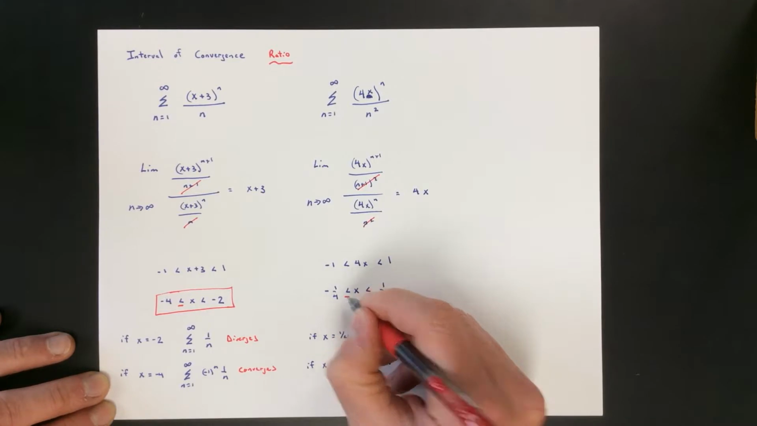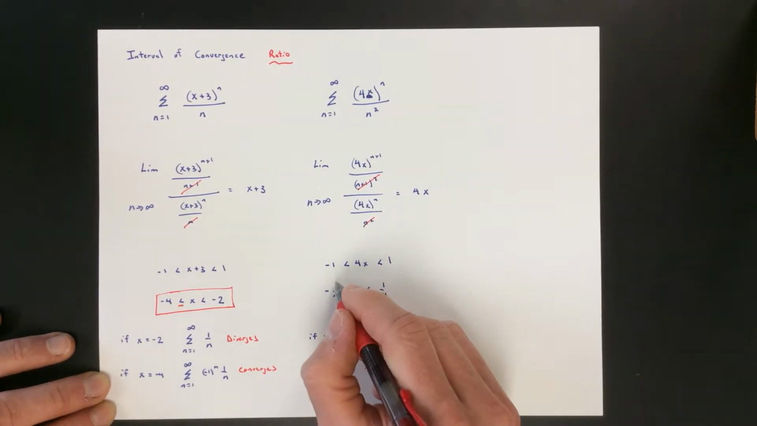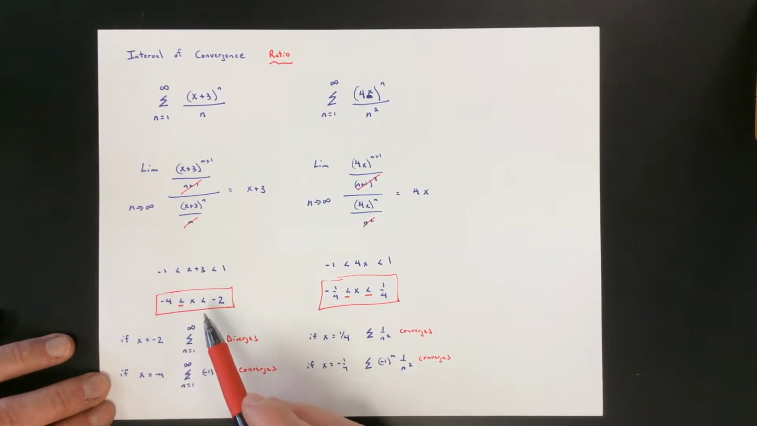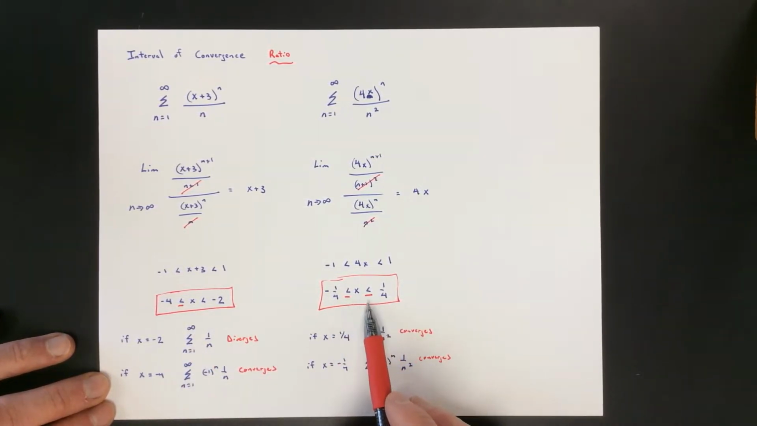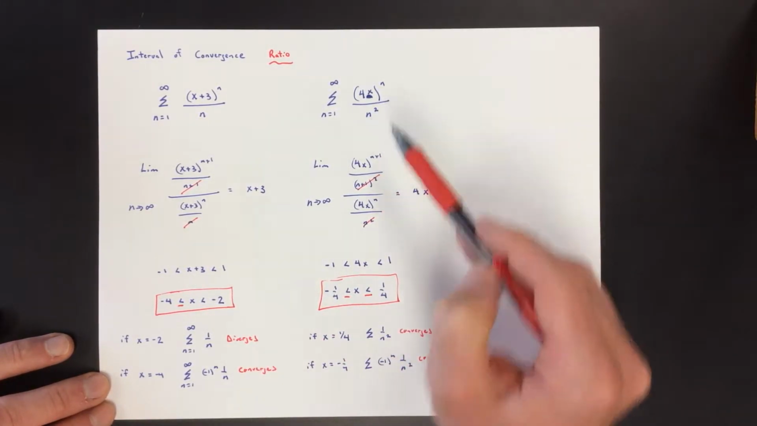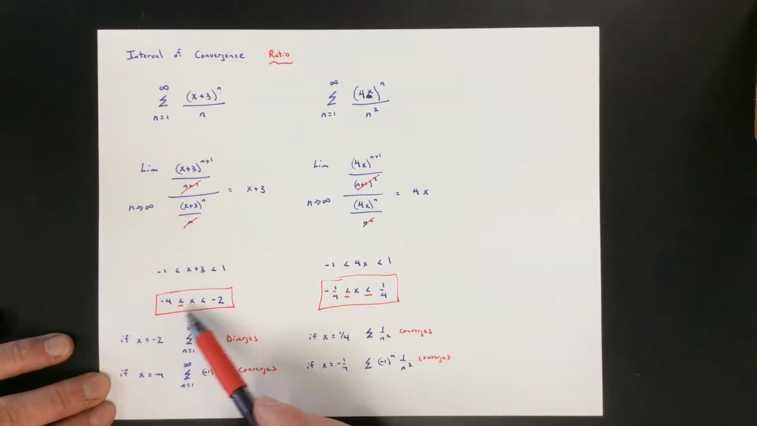Okay, so both of them converge. And so then the interval is including both endpoints. And you're going to have some times when one of the endpoints works and the other one doesn't. In this case, both endpoints work. It just depends. See, this n squared affects the endpoints, just like this n affected the endpoints.